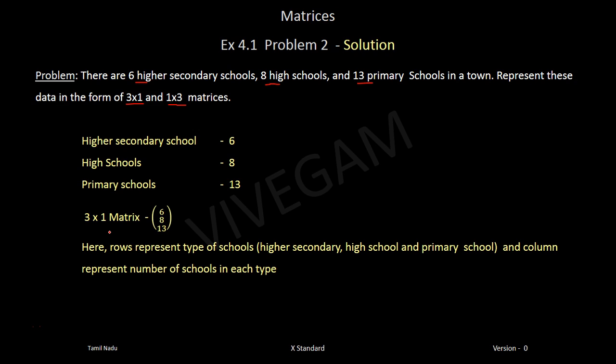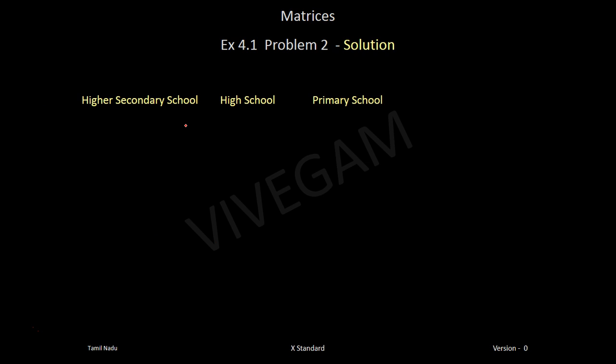Now you invert it, rotate this information. If you rotate this table 90 degrees to the left in an anti-clockwise direction, what will happen? You will get the numbers in only one row, right? So that is what you will get here, in which case you will get 6, 8, 13. So higher secondary schools is 6, high school is 8 and primary school is 13.